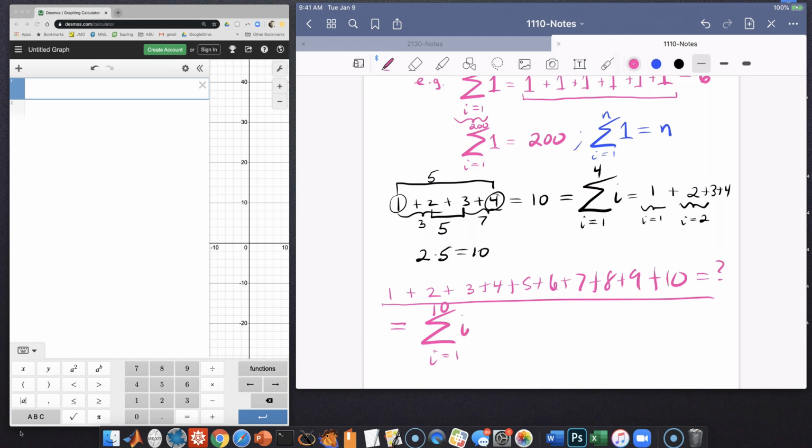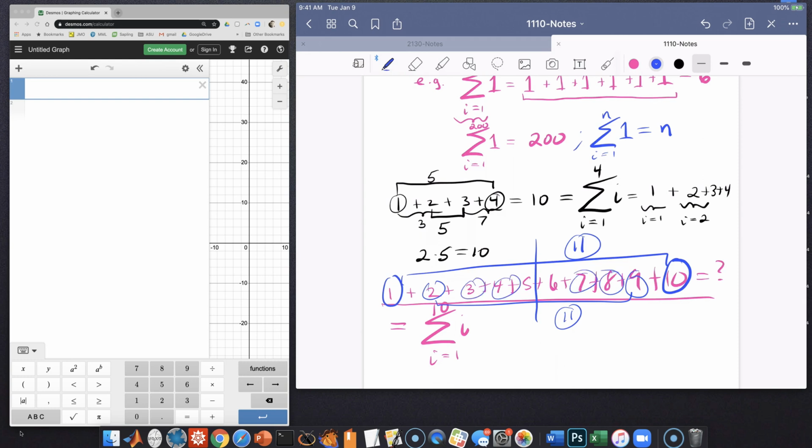Notice that 1 plus 10 makes 11. 2 and 9 make 11. Because of the nature of how these numbers are written, we have 3 and 8, 4 and 7 make 11, 5 and 6 make 11, so that made 5 elevens. So those numbers should add up to 55, otherwise known as 11 times 10 divided by 2.